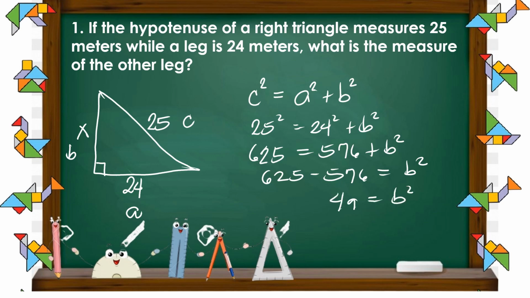So to get your B squared, or your B, get the square root of both sides. So the value of our B is 7 meters, or this is the value of the other leg. So that's for question number 1. Let's have question number 2.